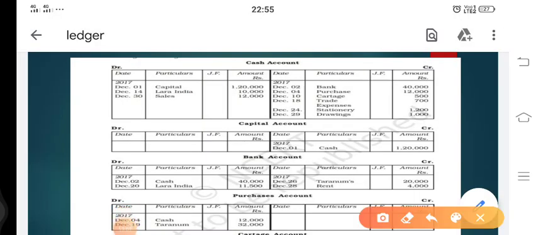Okay, so now moving towards the credit side, you can check here the total is 40 plus 12, that is 52, 62, 63, 64,400. So as you can see here, at the debit side the total was 1,42,000 and at the credit side the total is 64,400.